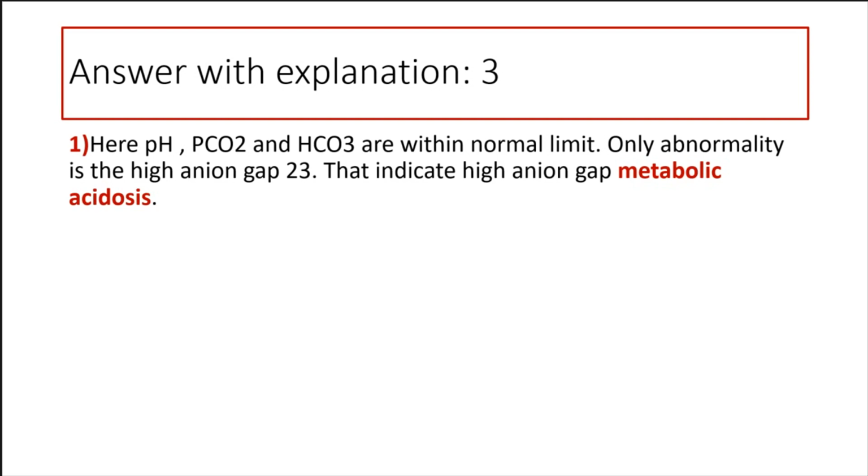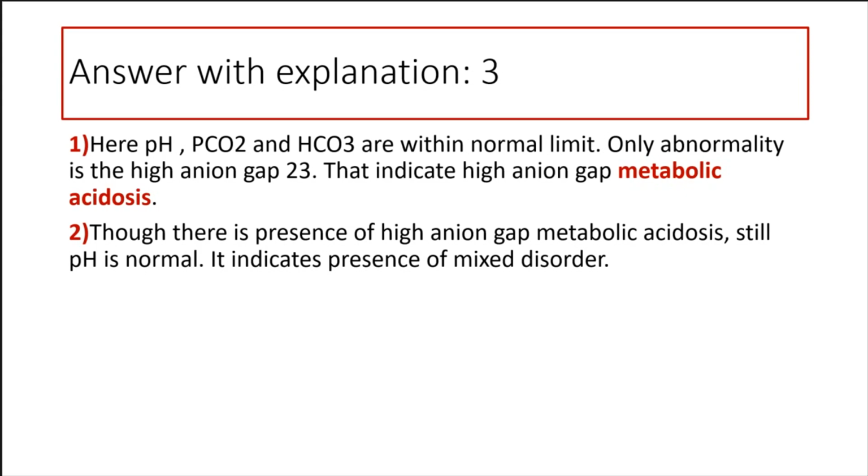Here pH, PCO2 and HCO3 bicarbonate are within normal limit. The only abnormality is the high anion gap of 23. That indicates high anion gap metabolic acidosis. 2. Though there is presence of high anion gap metabolic acidosis, still pH is normal. It indicates presence of a mixed disorder.